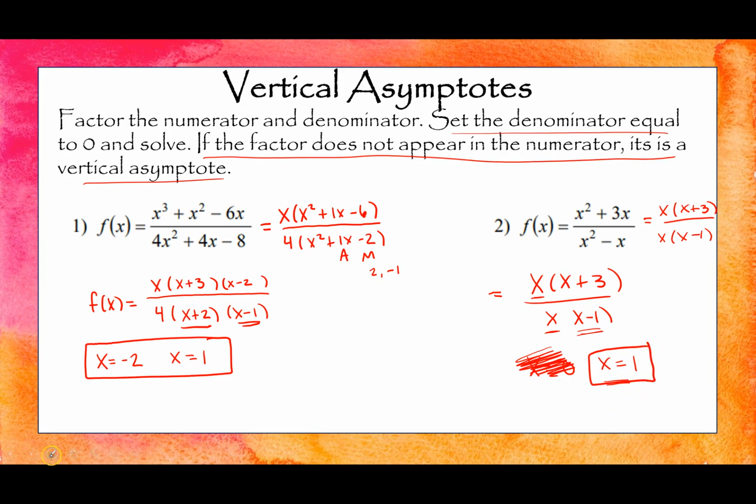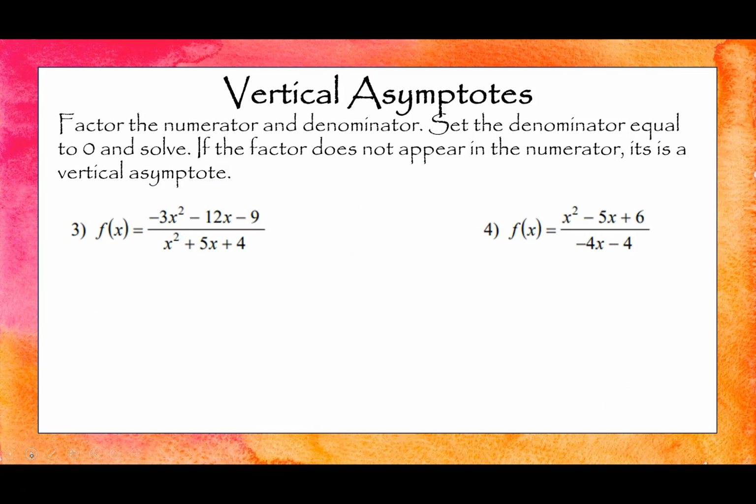Okay, we've got 2 more to try before we talk about holes. All right, so going ahead and factoring this in the numerator here, I'm going to pull out a -3, and that's going to give me an x squared plus 4x plus 3. Let me check that. Looks good to me. And then here I still have an x squared plus 5x plus 4.